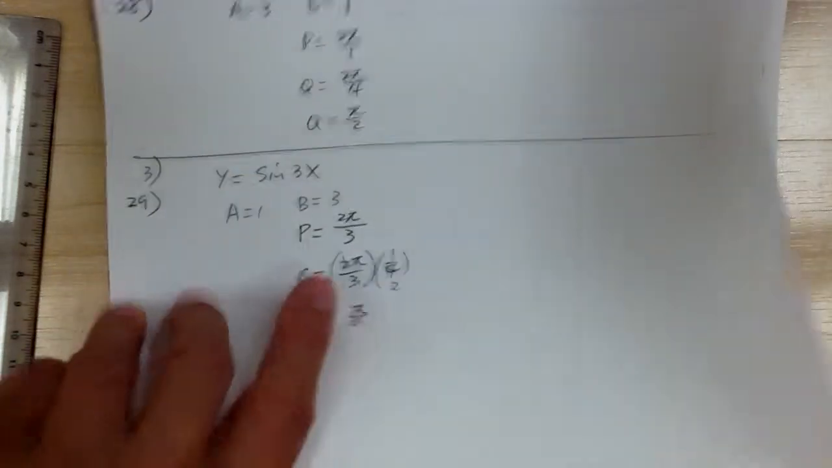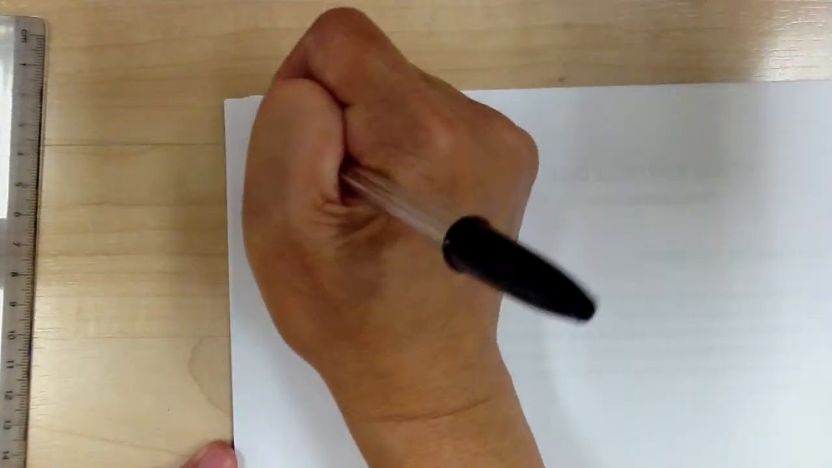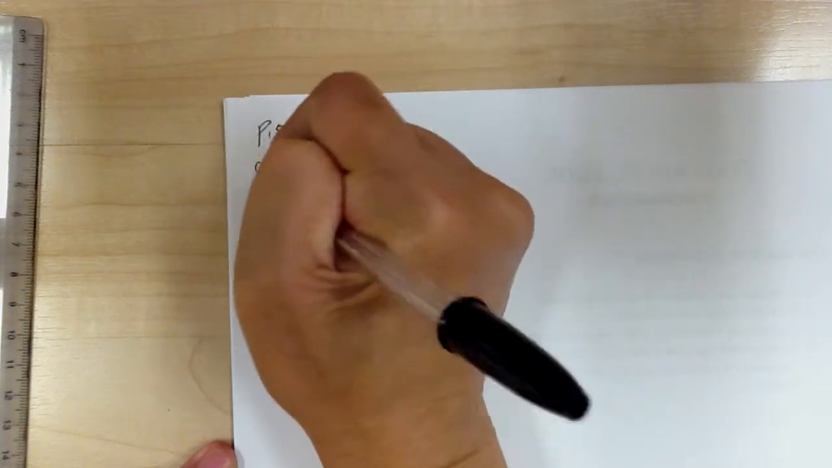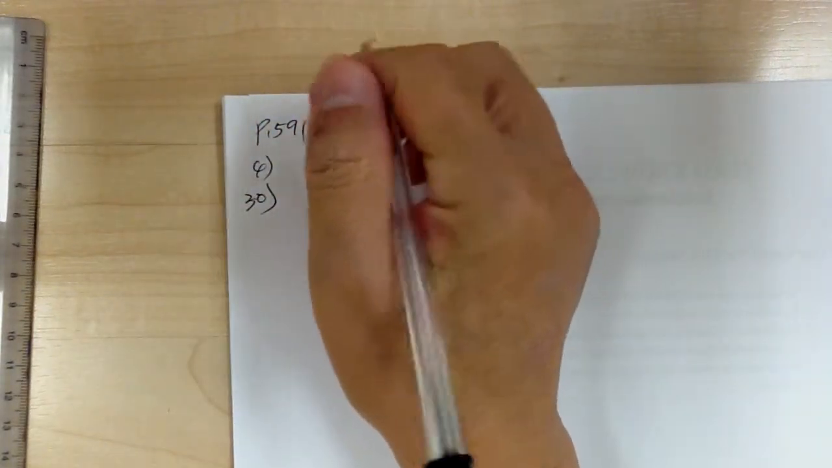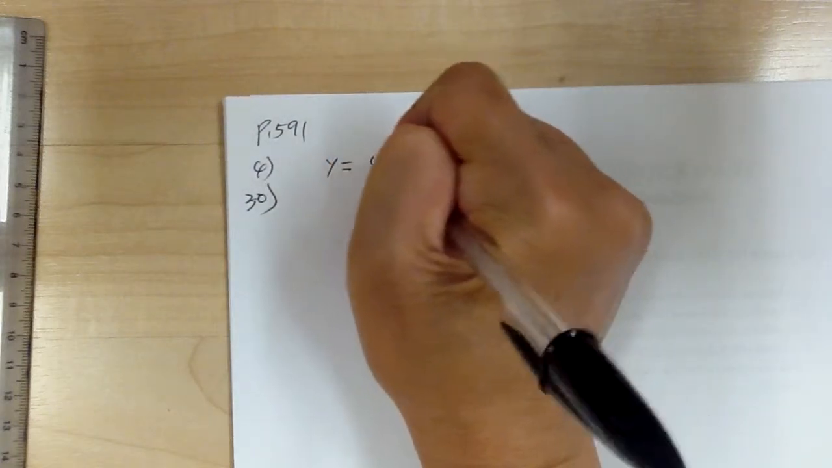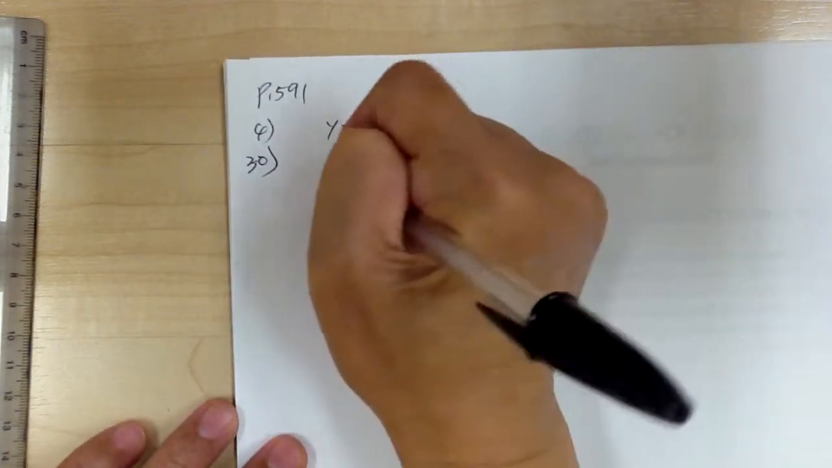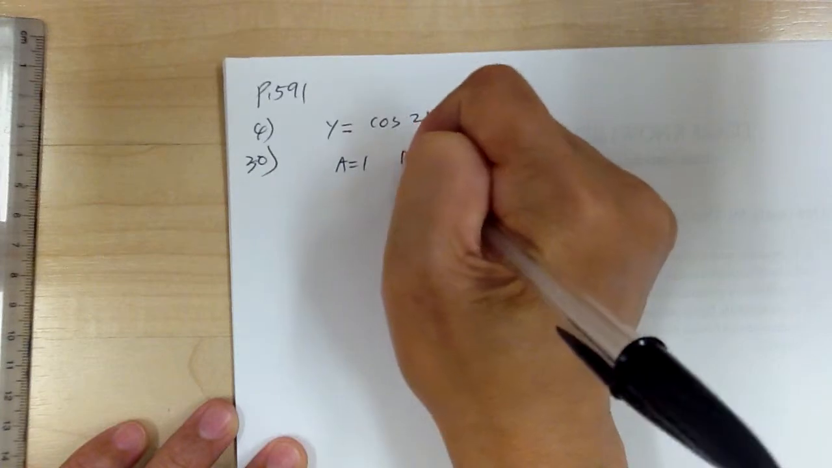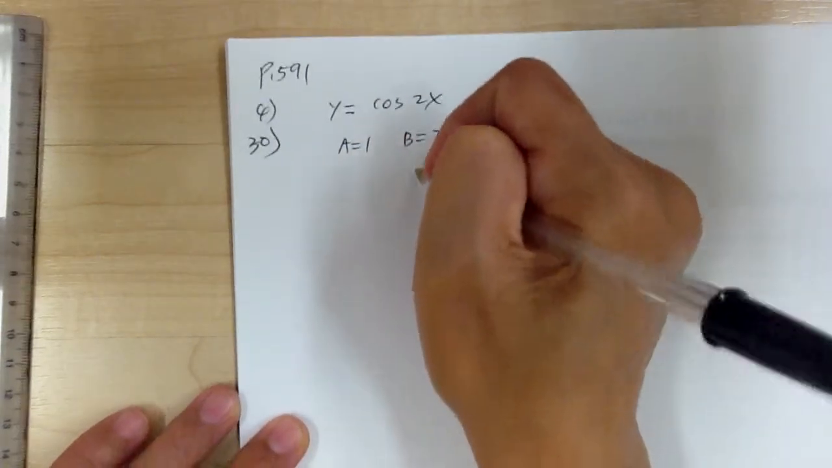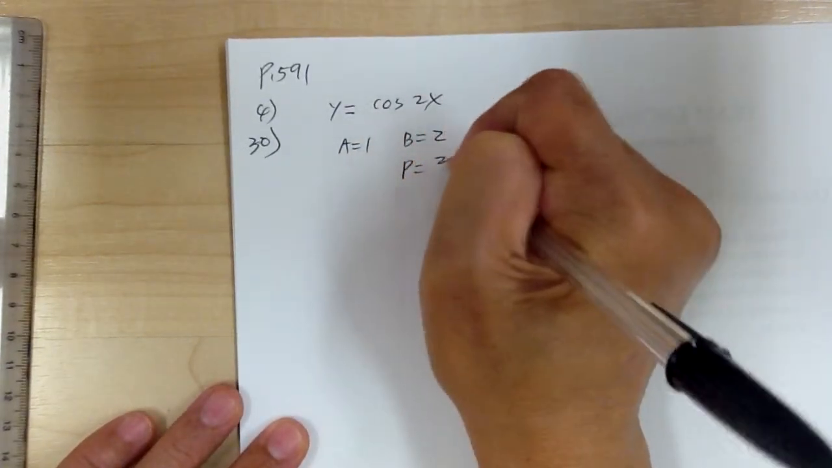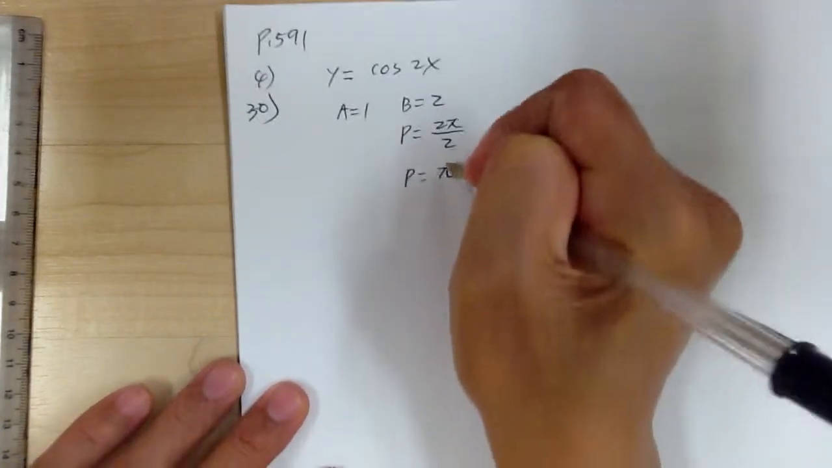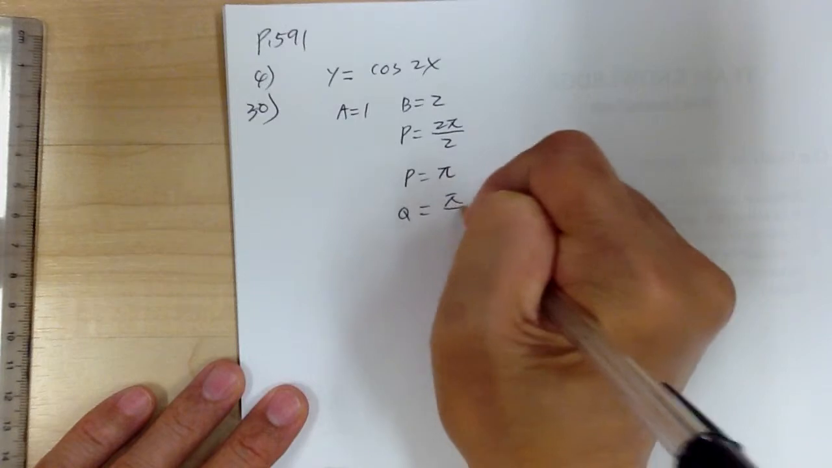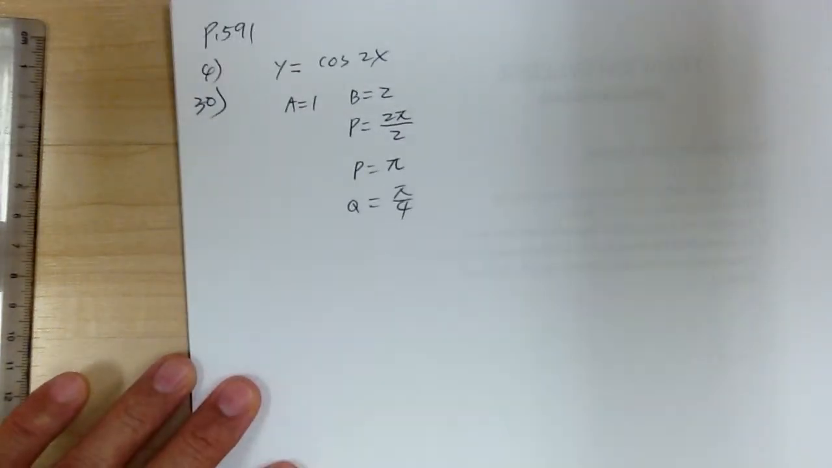Okay, let's go to number 30 and number 4. So you've got y equal to cosine of 2x. So a equal to 1 and b equal to 2. So period equal to 2 pi over b. So period equal to pi, and quarter wave would be pi over 4. So that's all the information that you need.